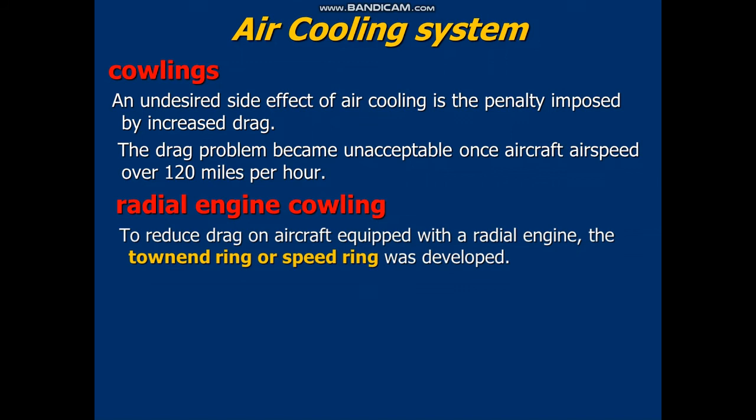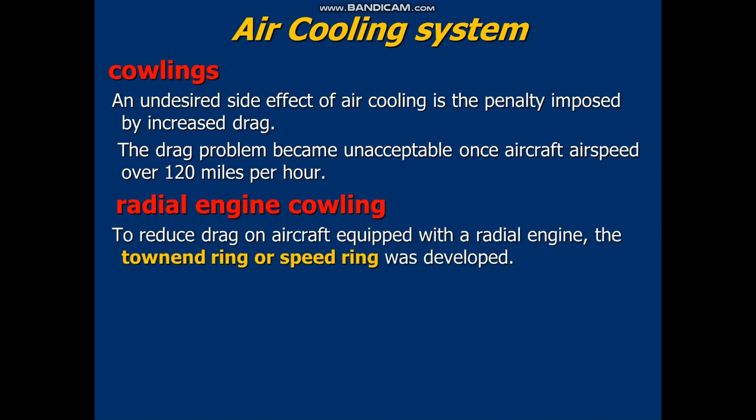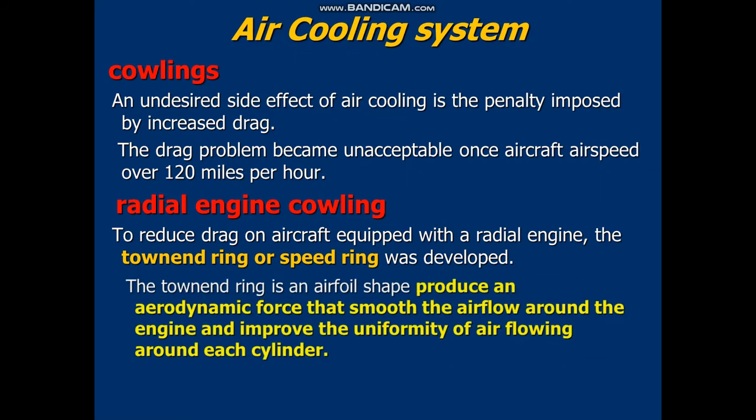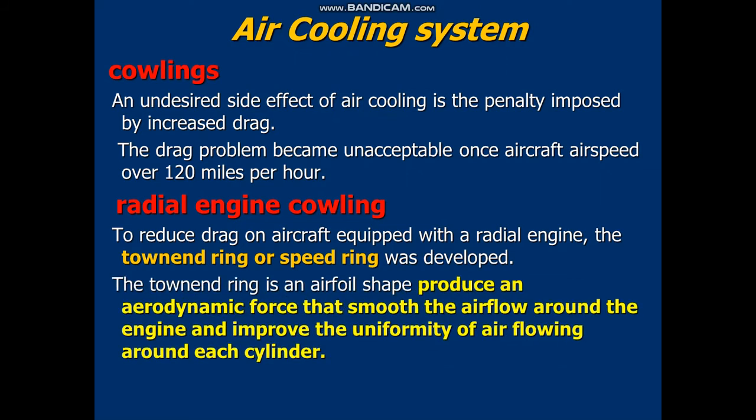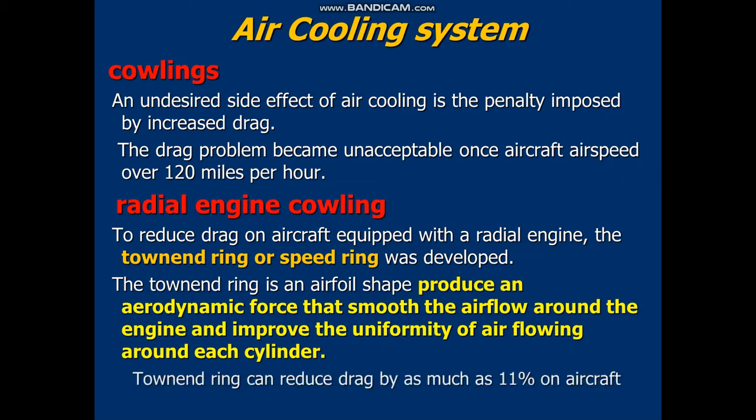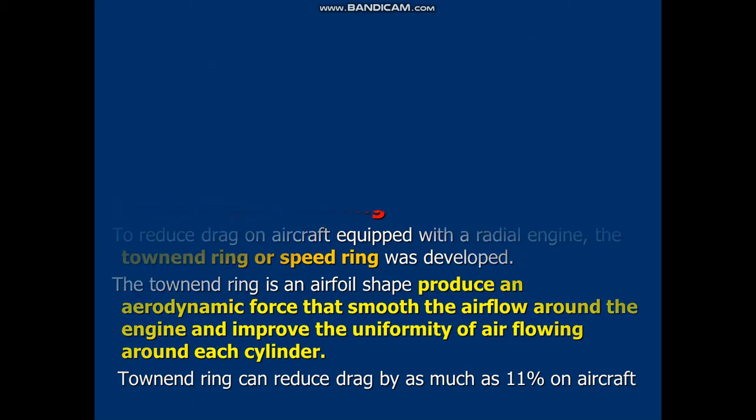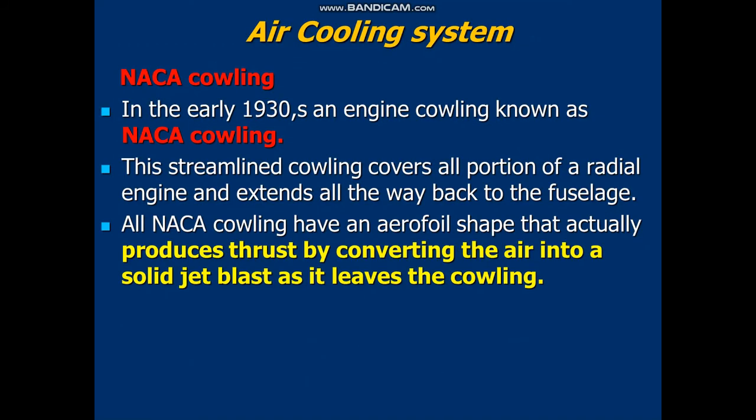Radial engine cowling. To reduce drag on aircraft equipped with a radial engine, the tail end ring or speed ring was developed. The tail end ring is an airfoil shape that produces an aerodynamic force that smooths the airflow around the engine and improves the uniformity of air flowing around each cylinder. The tail end ring can reduce drag by as much as 11% on aircraft.